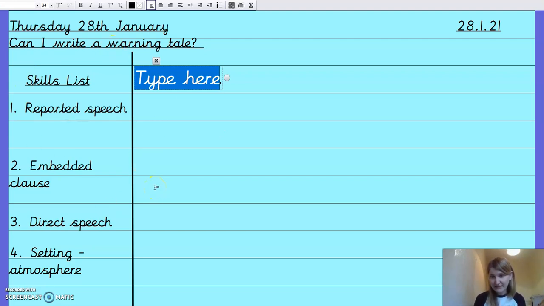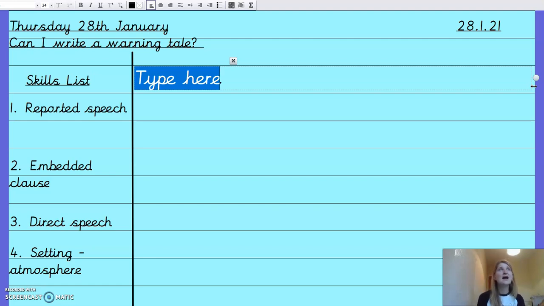The reason I've got my skills list there is because we're going to use it. I'm going to try and get all of them into my writing now. Remember, it's important we keep them in our mind as we write, because otherwise we can just go and write loads and not end up showcasing all of those amazing things that you've learned over the last few weeks. So skills I'm looking at including are reported speech, embedded clause, direct speech, and then building a bit of atmosphere, describing my setting. Okay, so if I just set that, hopefully that should work nicely for me.